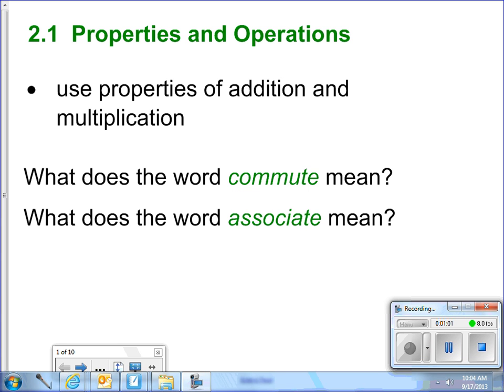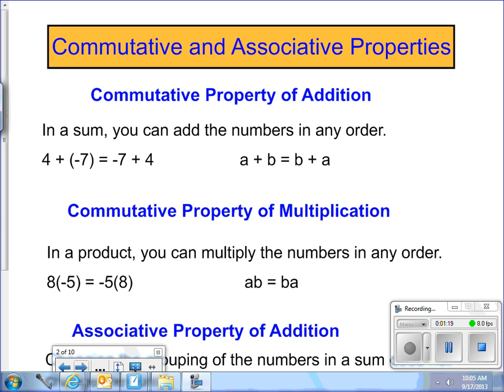Okay, the words have similar meanings in mathematics. Commutative properties let you change the position of numbers in a sum or product. Associative properties let you group numbers in a sum or product together. So we're going to go over these properties and give examples. Commutative and associative properties are the two properties that we're going to be discussing today. The first one is the commutative property of addition.